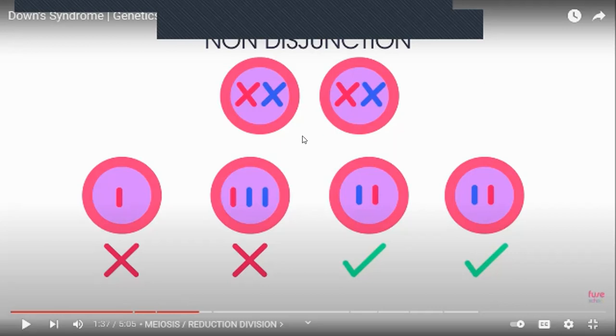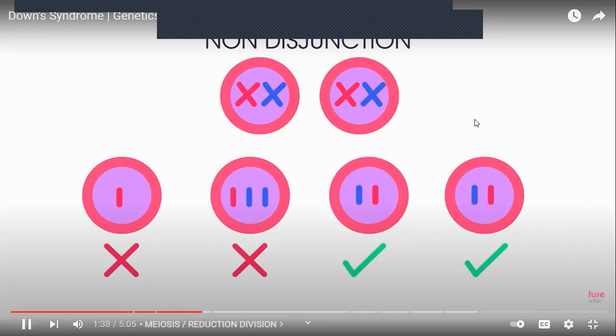In the normal case in meiosis, the normal gamete will have a single chromosome, one group of single chromosomes. But if there are three chromosomes here, this means there is an extra chromosome. If I have one here in this gamete, this means that it has one chromosome less. So this is normal, and these two are abnormal.